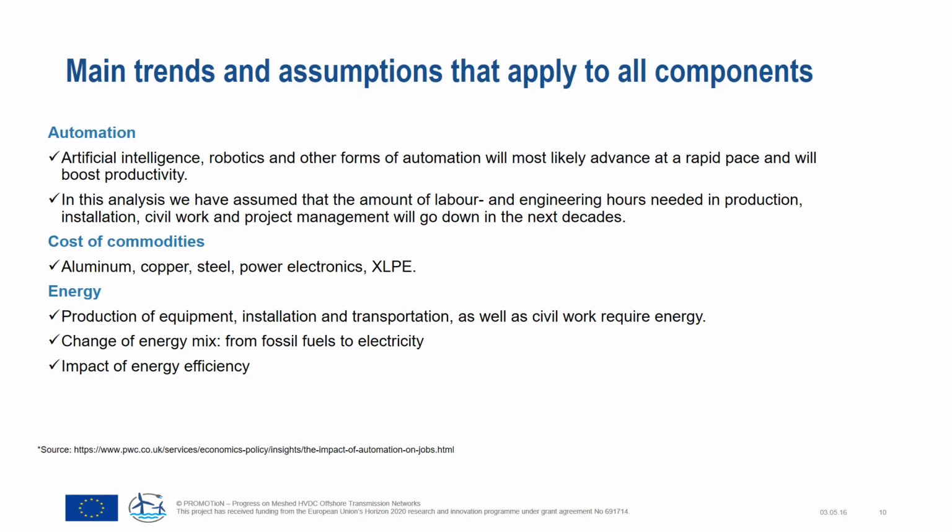In this analysis, we make the following assumptions on the major trends. First is automation. We see that artificial intelligence, robotics, and other forms of automation will most likely advance at a rather rapid pace and will boost productivity. We will assume that the amount of labor and engineering hours needed in production, installation, and civil work and PM will go down in the coming decades.